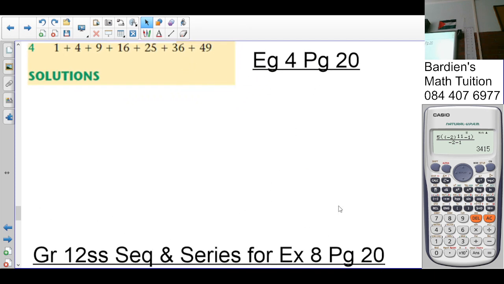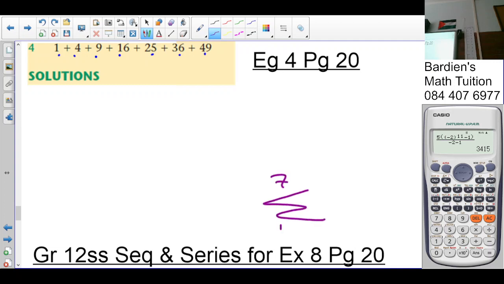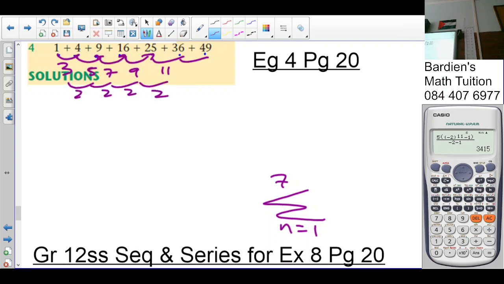This pattern is a bit different. Here there are 1, 2, 3, 4, 5, 6, 7 terms. So if I go with sigma, we know there are 7 terms if n is equal to 1. Let's work out the general term. Moving from one term to the next, I'm adding 3, then 5, then 7, then 9, then 11, and so on. So it has a second common difference, which makes this quadratic. But it's easy to see that the general term is square numbers, so you could have just written n squared.